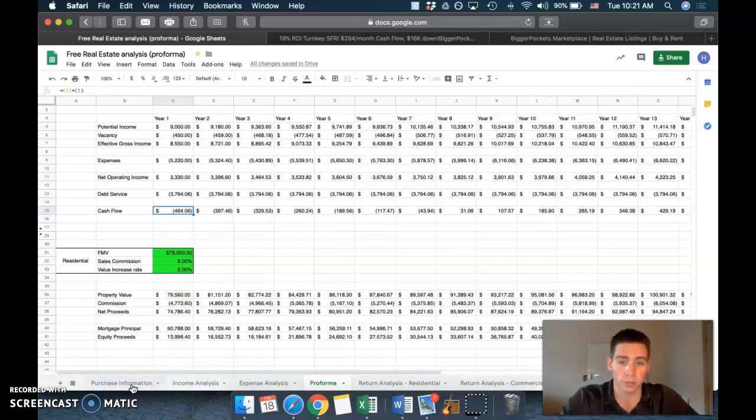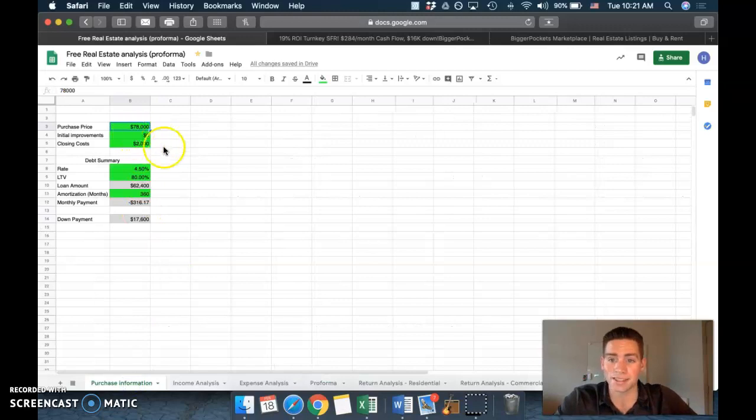So one thing we can do now that we have all of our information inputted that is really cool is we can come back to the purchase information tab, and let's say we want to figure out how much we need to offer on the property so that it is cash flow positive. Well, the cool thing is that whenever you change this purchase price number, let's say we want to offer $70,000, the amount you need to put down as well as your monthly payment are both going to automatically change.